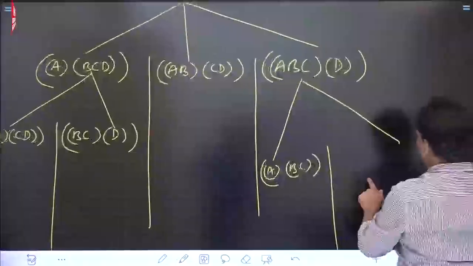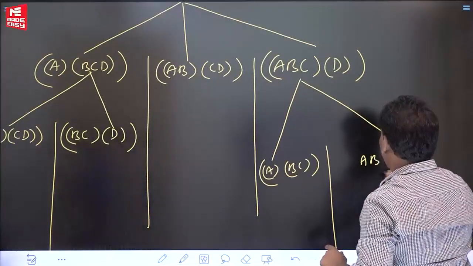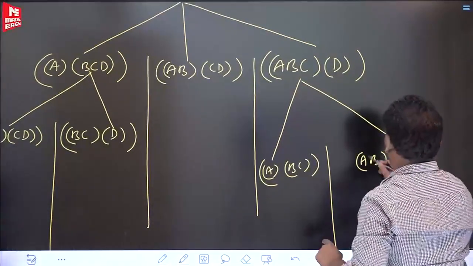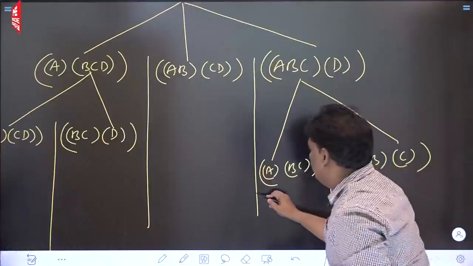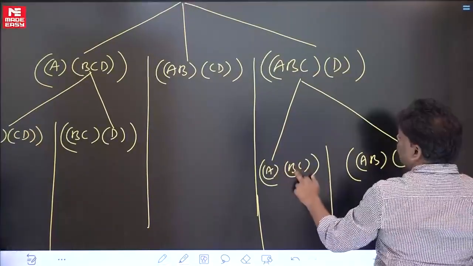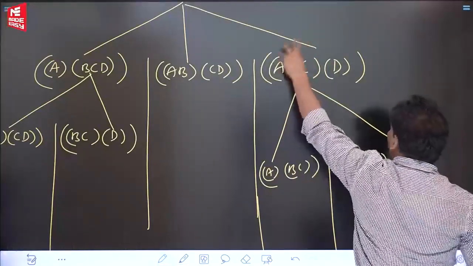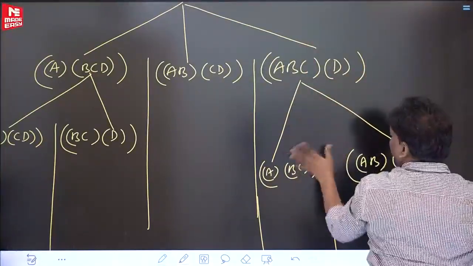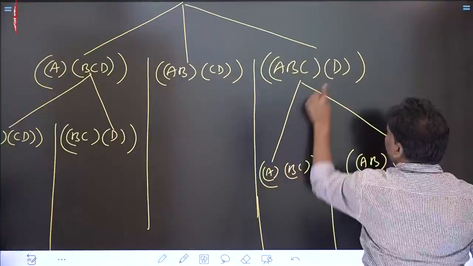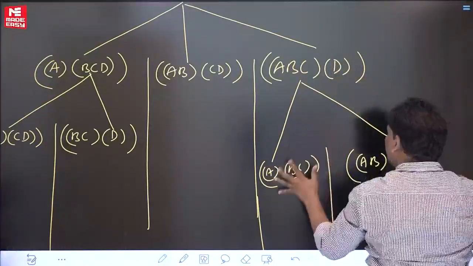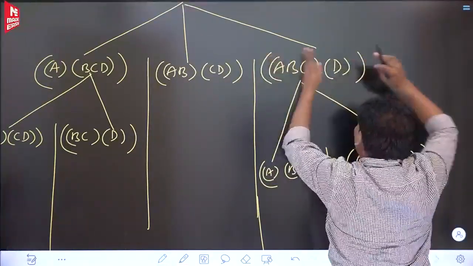Next one more. Only AB remaining. So here also same. A into BC to get this one. AB into C to get, whichever is the best one you take with that into D. So here indirectly, directly two ways are there. This one into D, this one into D. Instead of doing that, whichever is the best one you take, into D you do.